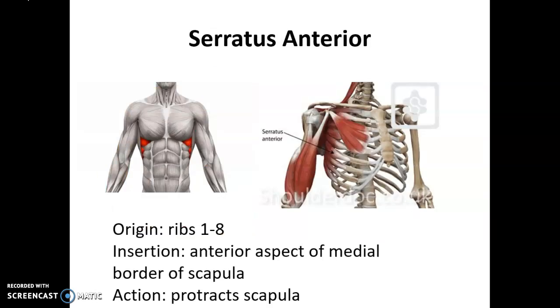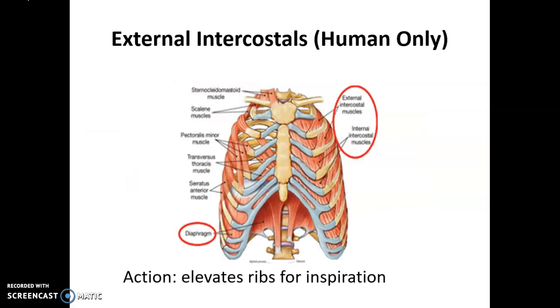The next muscle is serratus anterior. They are called serratus because they have a jagged appearance like a serrated knife. These muscles originate from rib 1 through 8 as shown in the picture on the right hand side, and they insert into the medial border of scapula. They protract the scapula.